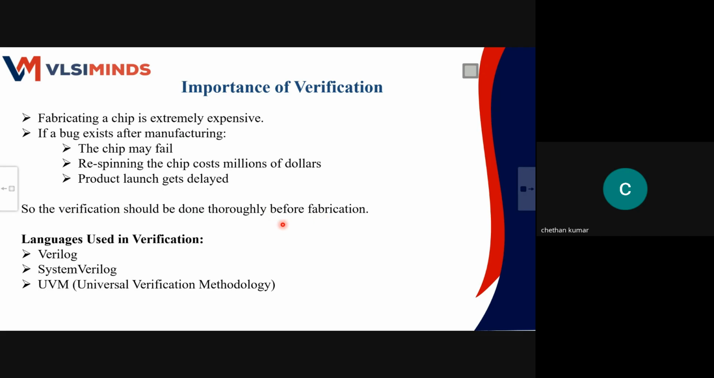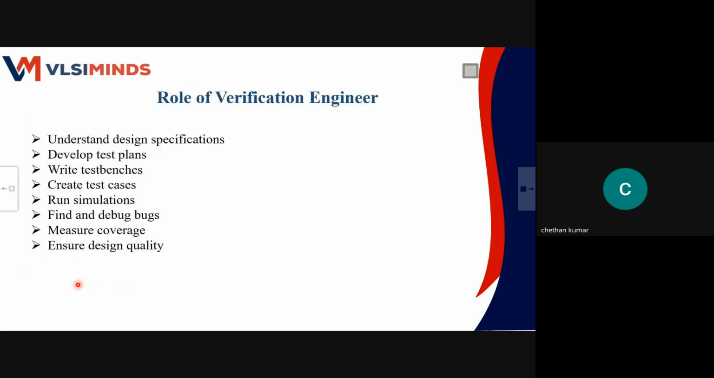What are the languages you are going to use in verification? Verilog, SystemVerilog, and UVM. By using all these, you will be able to verify the design. UVM is not a language, it is a methodology. That means it is a part of SystemVerilog. We will discuss it in detail in the regular sessions. These are the things we are going to use in verification.